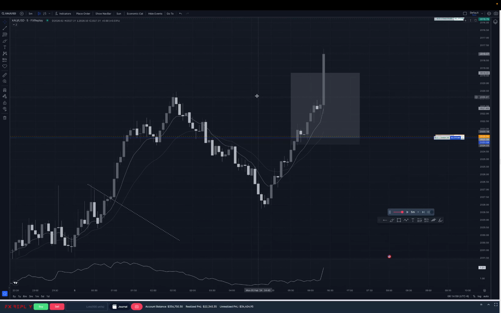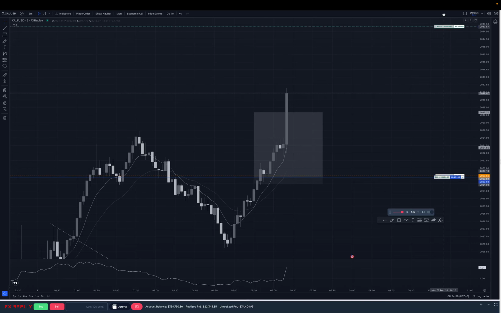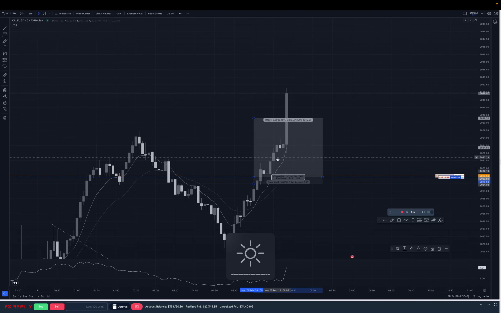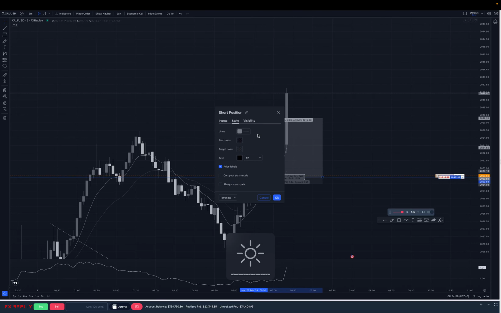Nothing due. Oh, whoa, okay. And it moves. Now we're up. Damn, these colors are so hard to see. Text, we're going to make this white. There we go. We're up 8.84.